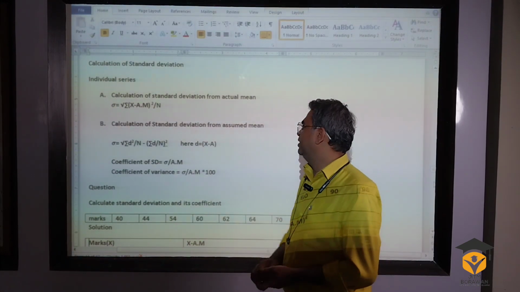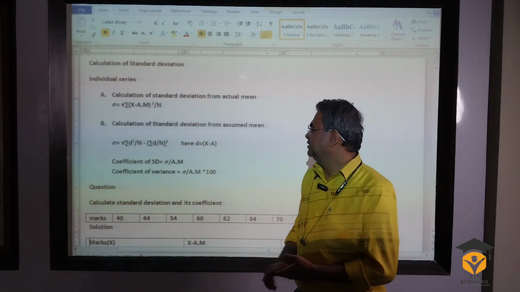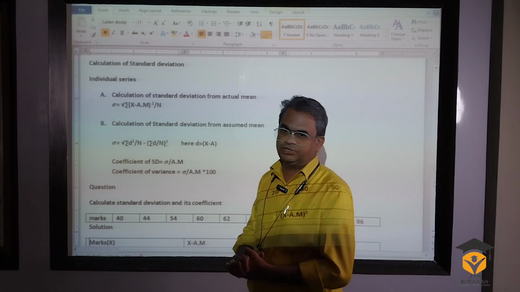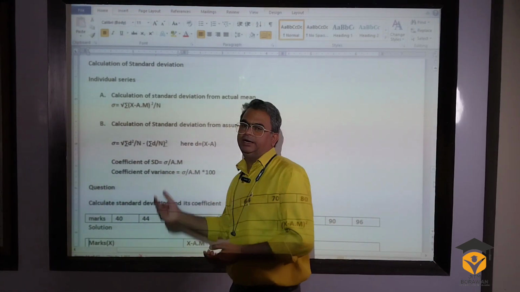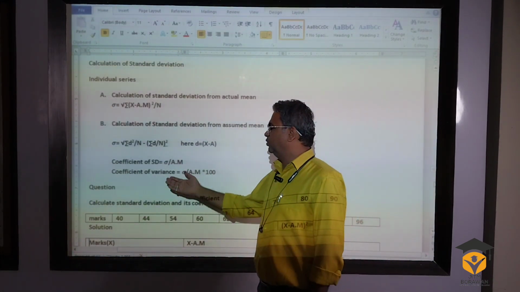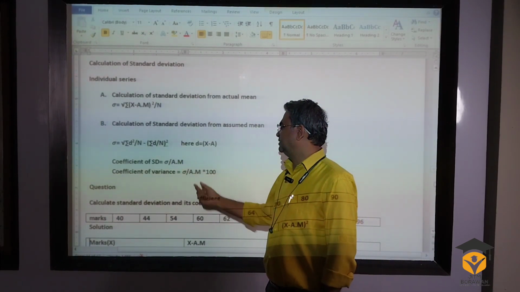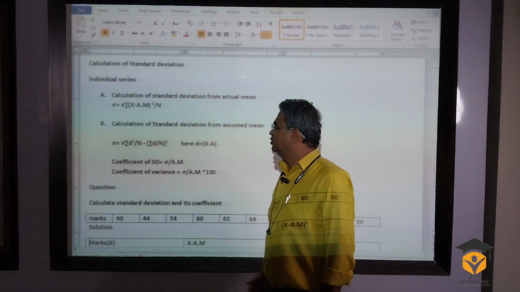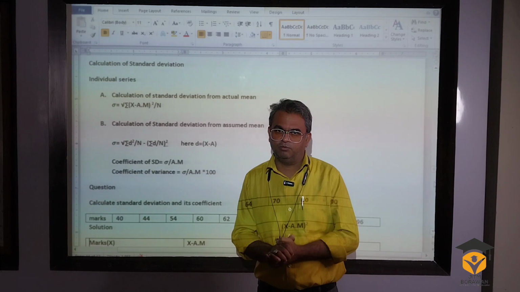And what is d here? D here is x minus assumed mean. We can also find the coefficient of standard deviation with the help of this formula, that is equal to sigma divided by arithmetic mean. We can also find out the coefficient of variance, that is equal to sigma divided by arithmetic mean, multiplied by 100. So students, in case of individual series, we have these formulas.